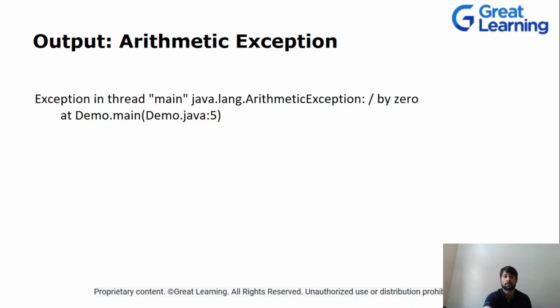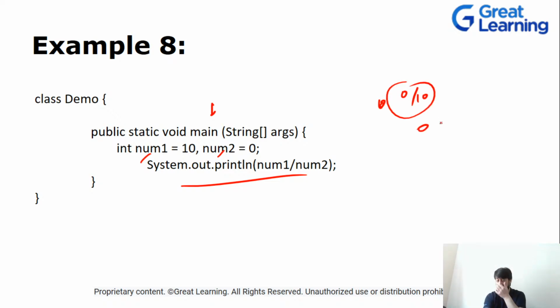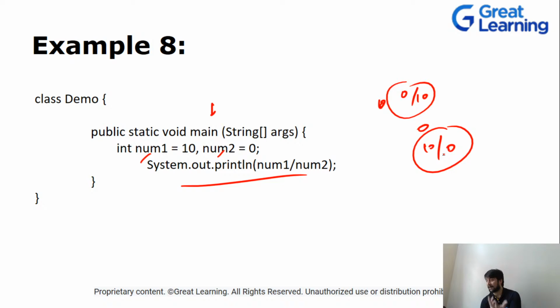So in this case, you will be having an error which is known as arithmetic exception, because you're trying to divide something by 0. If 0 is divided by anything, that is 0, which is absolutely fine. But if you're trying to divide a number by 0, that is something which is undefined. So that is why you will be getting an error.